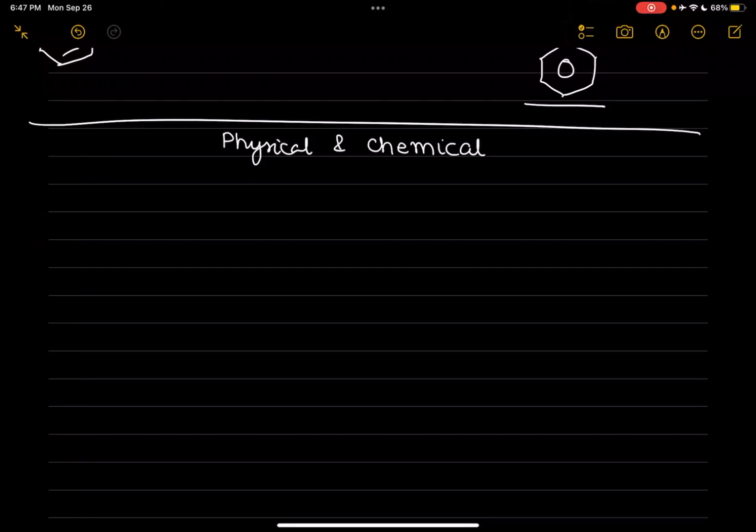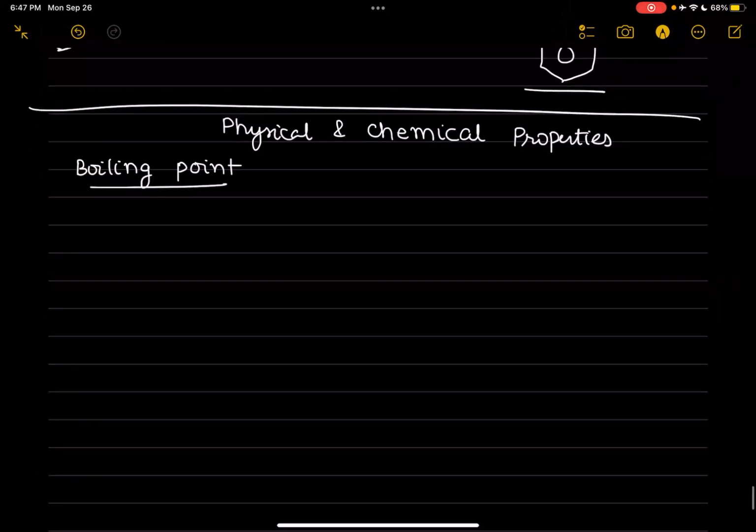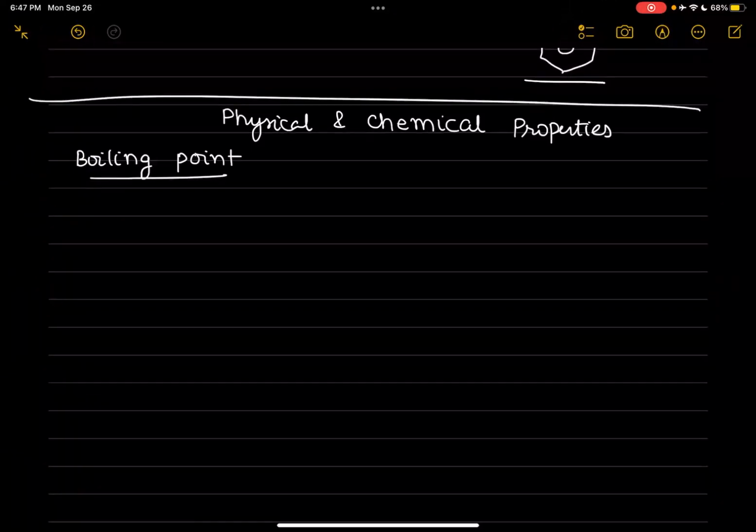So physical and chemical properties. So first is your boiling point. So would you like to add anything, Imad and Arshan? What would you like to say about the boiling point?